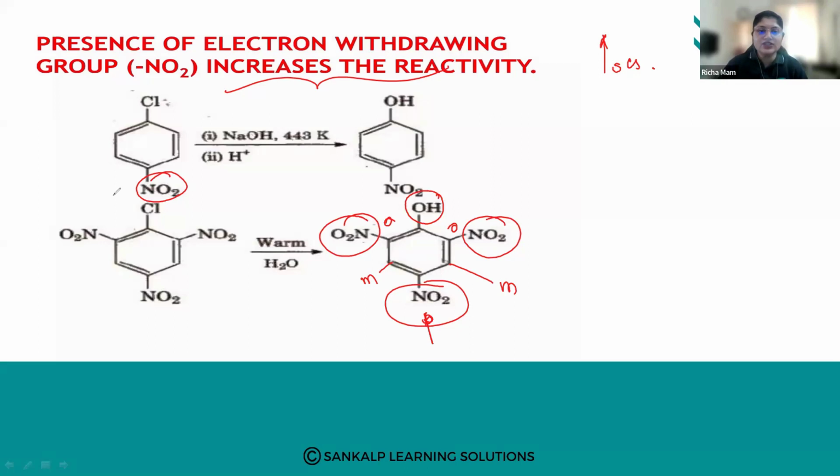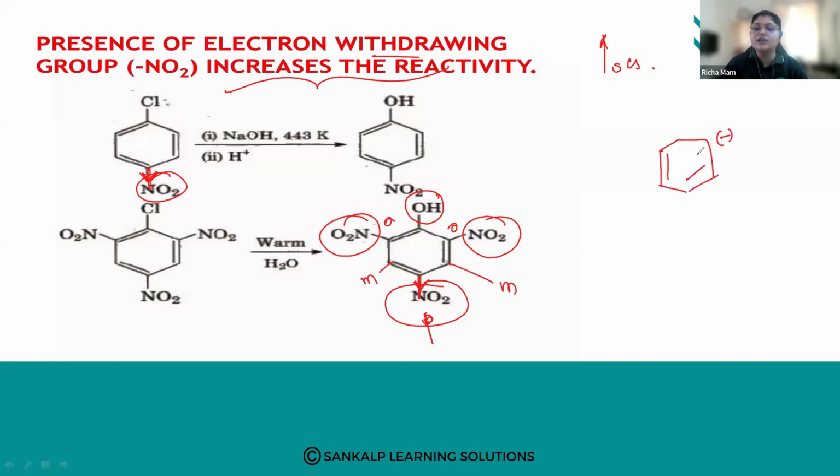Whenever a nitro group is present at ortho or para position, it will withdraw the electron density. Withdrawing means it will take electrons towards itself. So it will withdraw the electron density from the benzene ring, and it will facilitate the attack. It will make the nucleophile attack on the haloarene. There will be a formation of carbanion. What do you mean by carbanion? Carbanion means a negative charge. We have seen what is carbocation.